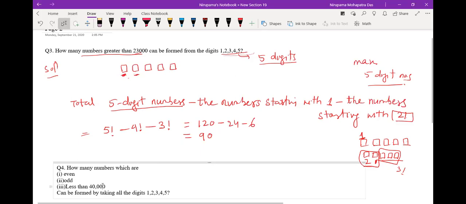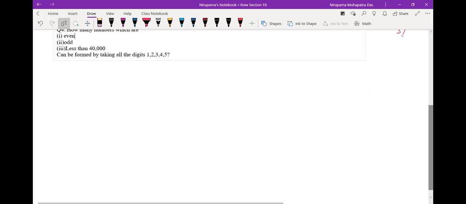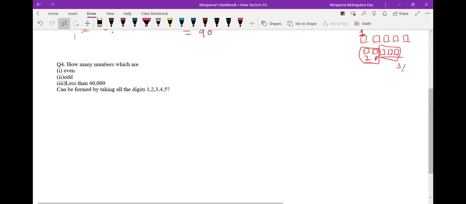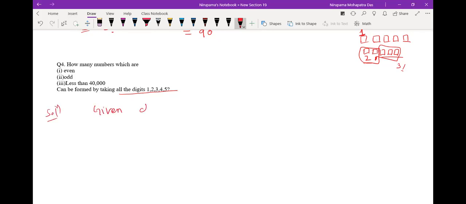Okay, the fourth question is: how many numbers, first part even, second part odd, third part less than 40,000, can be formed by taking all the digits 1, 2, 3, 4, 5? We are given the digits 1, 2, 3, 4, 5.